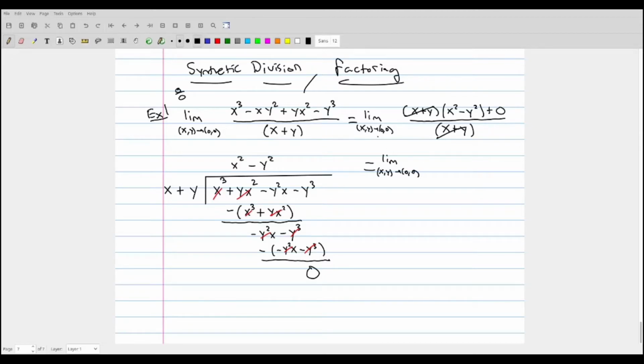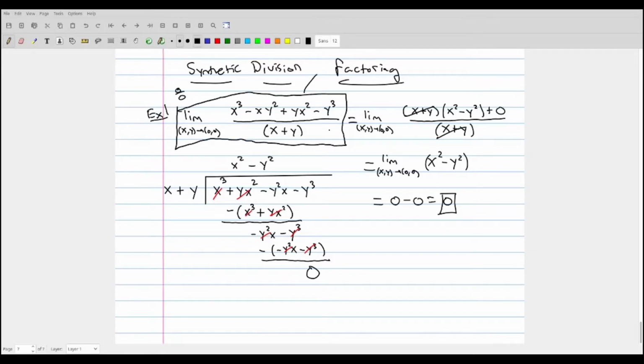The limit as we go to 0, 0 is the same thing as the limit of x squared minus y squared as we go to 0, 0, which is just from our limit laws, 0 minus 0, which is equal to 0. So this is an example showing how you can use synthetic division and really any other algebraic technique that might be useful to use our limit laws and figure out the limits of specific functions.